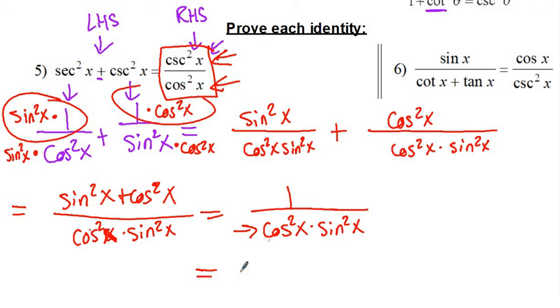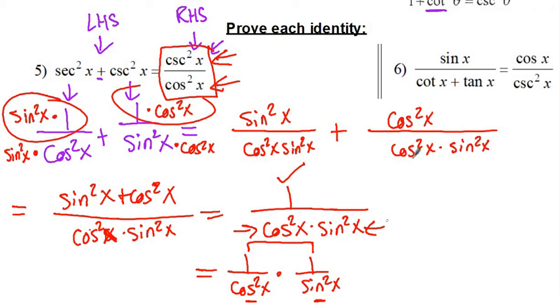Here's how we can do it. We can split what we have now into 1 over cosine squared times 1 over sine squared. Why can you do that? Because what is 1 times 1? It equals 1. And what's cos squared times sine squared? It equals this. When you're multiplying fractions, you can basically split them into 1 over the first denominator times 1 over the second part of the denominator.